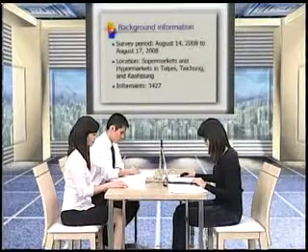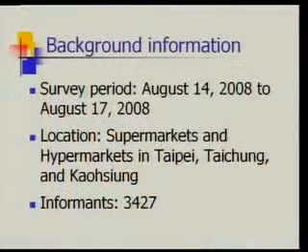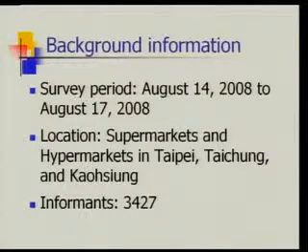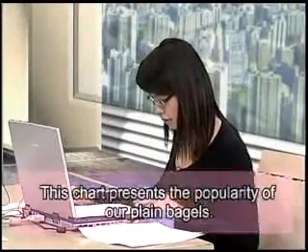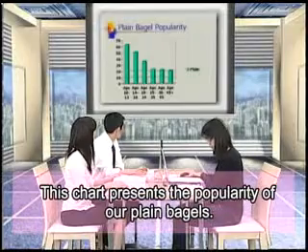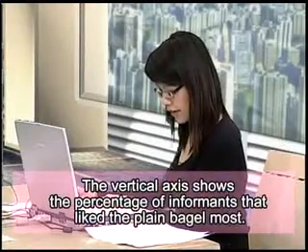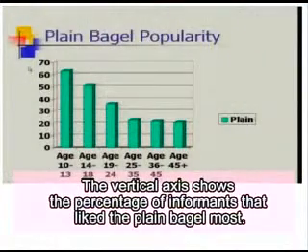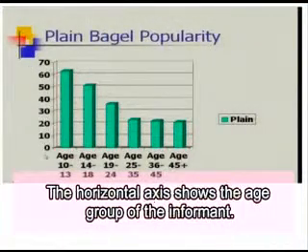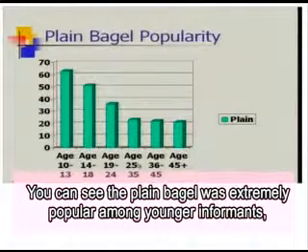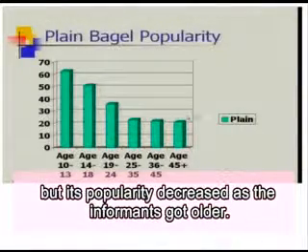Our survey was conducted from August 14, 2008 to August 17, 2008. It was held in supermarkets and hypermarkets in Taipei, Taichung, and Kaohsiung. In total, 3,427 informants participated in the survey. Okay, this chart presents the popularity of our plain bagels. The vertical axis shows the percentage of informants that liked the plain bagel most. The horizontal axis shows the age group of the informant. You can see the plain bagels were extremely popular among younger customers, but its popularity decreased as the informants got older.